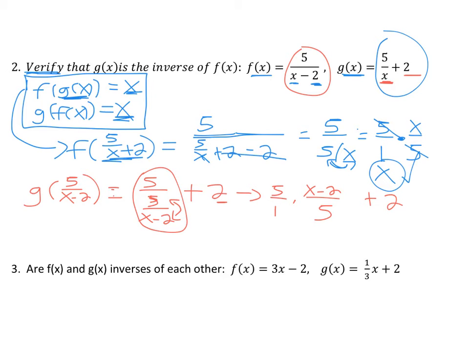So when you multiply these two fractions, you see these 5's cross cancel. So you're just left with x minus 2 for that fraction. Then you bring down this plus 2. These cancel, and it equals x. So we verified that they're inverses of each other. Alright, next one we're going to move down. We're going to kind of do the same thing.